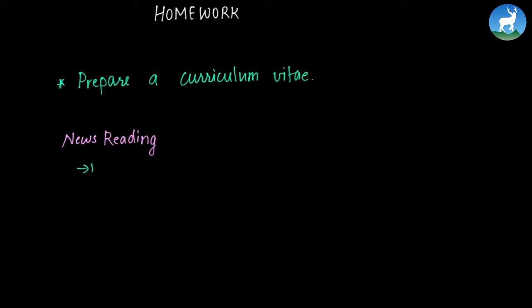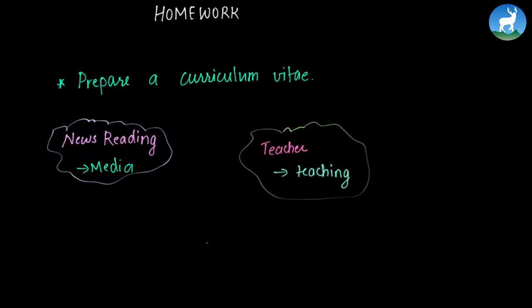So the homework for today's class is to prepare your curriculum vitae. For now, you can mention all of your skills and achievements and your work experience. However, if the curriculum vitae for a specific organization is asked in the question, you need to do it accordingly. For example, if you are applying for newsreading, try listing your work in the sector of media. If you're applying as a teacher, try mentioning your work experience of teaching. So in this way, you need to be specific. But for now, you can mention everything that you've done.